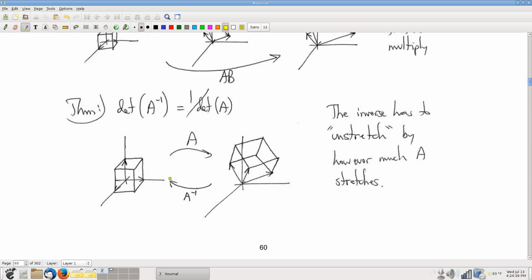Okay. Finally, this result that we just proved on the previous page about the determinant of an inverse matrix being the reciprocal of the original determinant, well, no surprise. However much volumes stretch by A, thought of as a function, well, A inverse has to return the volume to what it had been, and therefore has to unstretch by exactly the same amount, and therefore, said differently, stretch by the reciprocal of that amount. So, again, natural result.